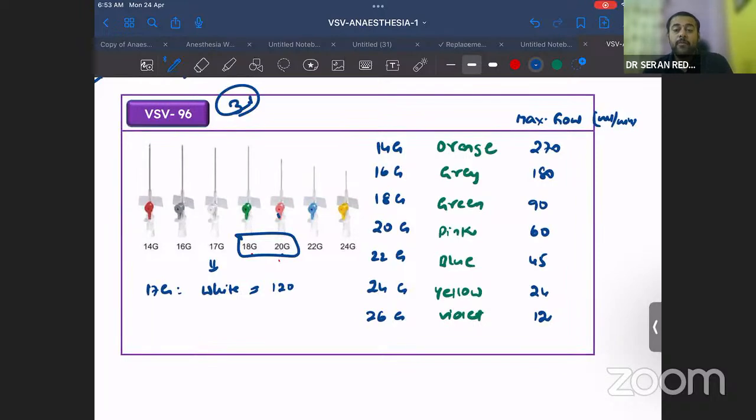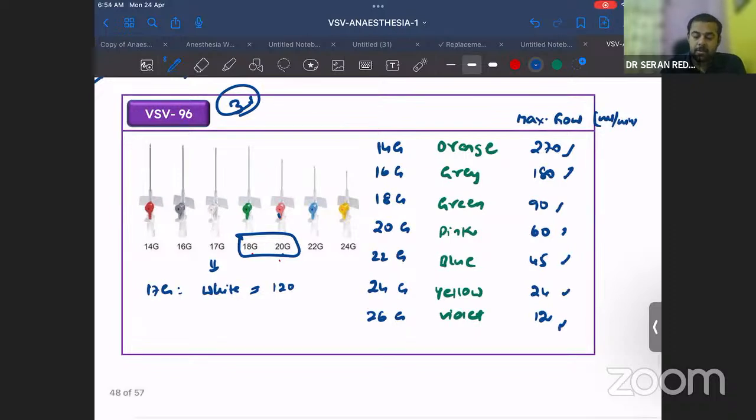So the 14 gauge cannula is orange in color, 16 gauge is gray in color, 18 gauge is green in color, 20 gauge is pink in color, 22 gauge is blue in color, 24 yellow, 26 gauge violet. So 14 orange, 16 gray, 18 green, 20 pink, 22 blue, 24 yellow, 26 violet. And the maximum flow, see, there are minor variations, but the maximum flow for 14 gauge is 270, 16 gauge 180, 18 gauge 90, 20 gauge 60, 22 gauge 45, 24 gauge 24, 26 gauge 12.